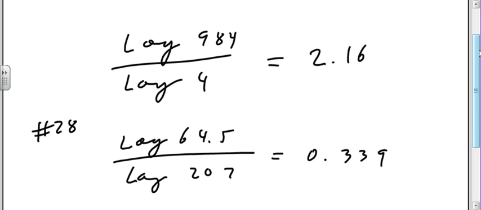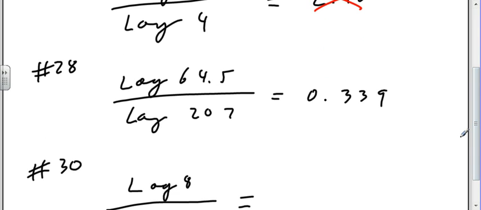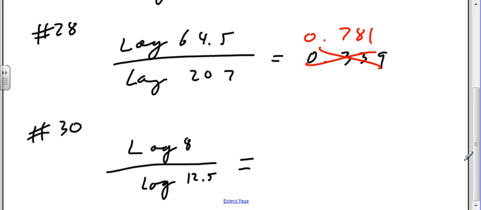Okay, so how far back do I have to go? 26. All right. I will try again. Log. There it is. I found my log key. 984 divided by log. Got to hit the button twice. 4. 4.97. Is that better? I wasn't even trying to get it wrong. Did I get 28 wrong too? Yep. All right, log 64.5 divided by log 207, and 0.781. Is that better? So let's see if I can get 30 right the first time. Anybody have the answer to 30 so I don't have to put it in my calculator and get it wrong again?